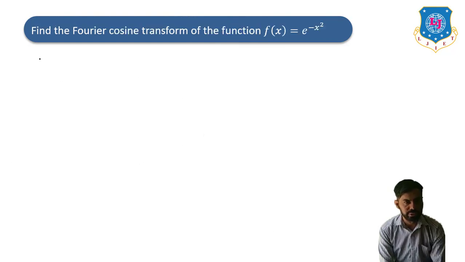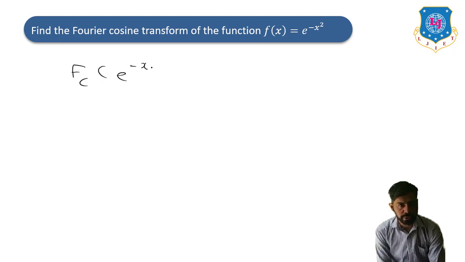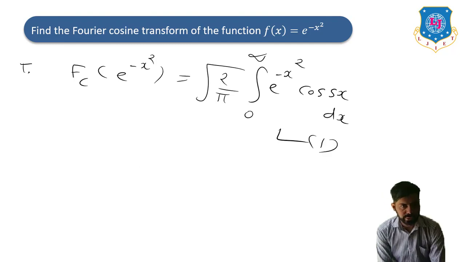Now let us discuss the next example, that is, find the Fourier cosine transform of the function f of x is equal to e raised to minus x square. So we know that the Fourier cosine transform of function f of x is given by Fc of e raised to minus x square, that is equal to square root 2 by pi integration 0 to infinite e raised to minus x square into cos sx dx. Suppose this is result 1 and this is equal to I.